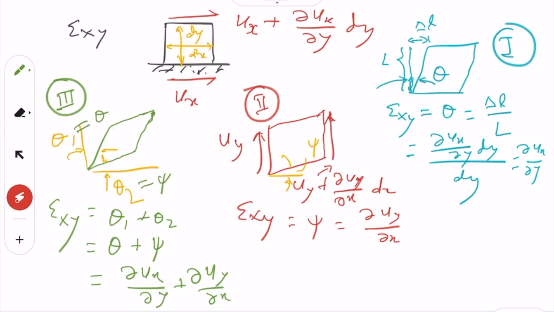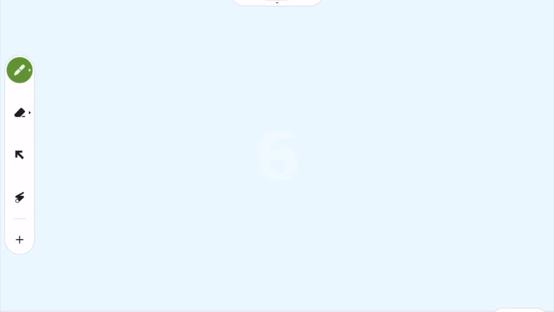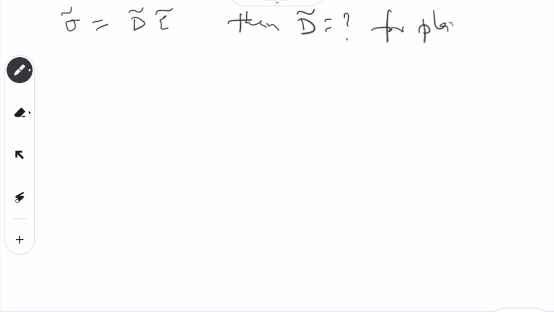Now the only thing that remains is the Newton's law, as we have to find out details about this. If sigma tilde is equal to D tilde epsilon tilde, then what is D tilde for the plane stress problem?